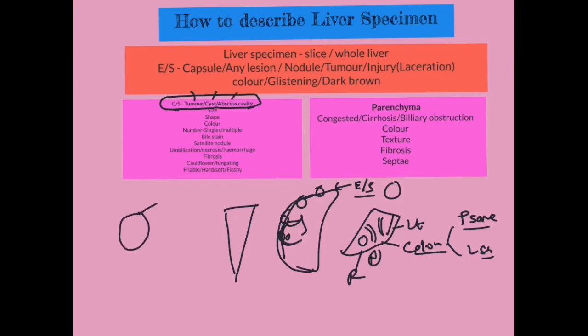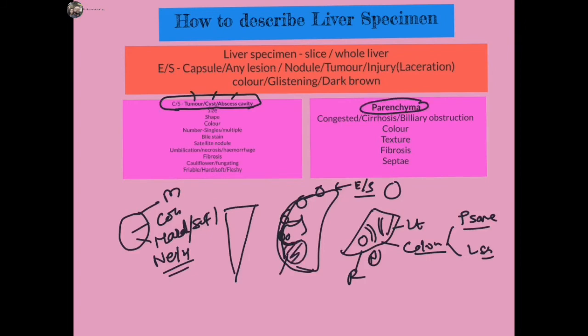For a tumor, you have to remember the margin, color, and on palpation whether it is hard or having softness or fleshiness, and whether there is necrosis or hemorrhage or not. In case of the parenchyma, you should talk about whether it is suppressed by the tumor, which is called compression or atrophy. Color of the parenchyma is again important, because color can show whether it is different from the tumor or the same as the tumor.